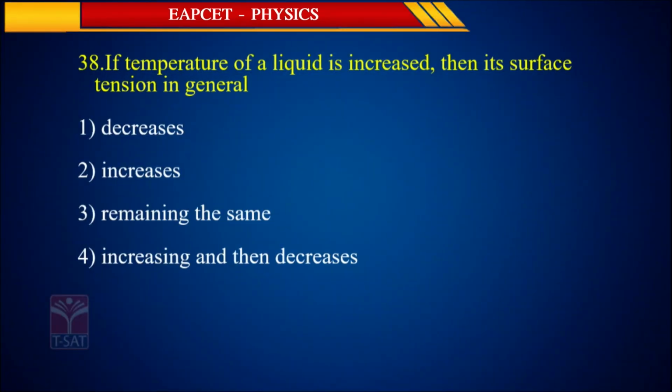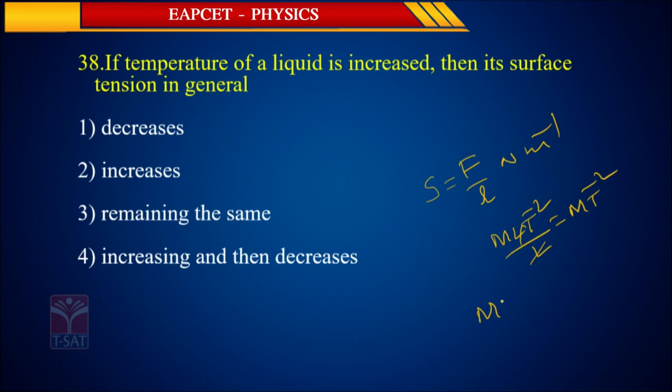Already you know that the surface tension S is equal to F/L. The force acting per unit length is known as surface tension. S is equal to F/L. Okay, Newton per meter. Dimensional formula is M L T^-2 by L. L, L get cancelled, M T^-2. You can also write that M^1 L^0 T^-2. This is the dimensional formula of the surface tension.